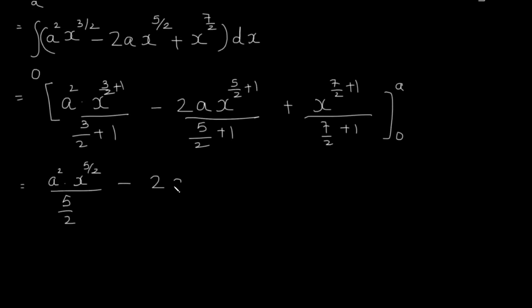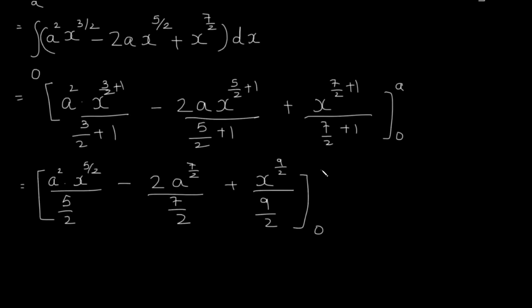minus 2a raised to, again the same thing, we cross multiply. So we get 7 by 2 upon 7 by 2 plus x raised to, in this case it is 9 by 2 upon 9 by 2. Okay, from 0 to a. Now we put the value, the upper limit of the integral first. The upper limit is of course a. So we are going to get a square into a raised to 5 by 2. And what about this 5 by 2?